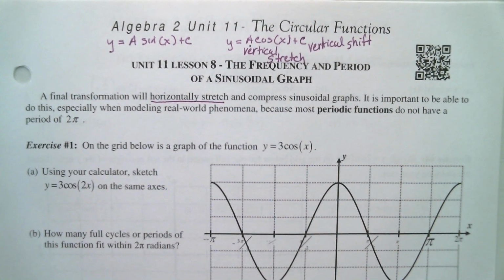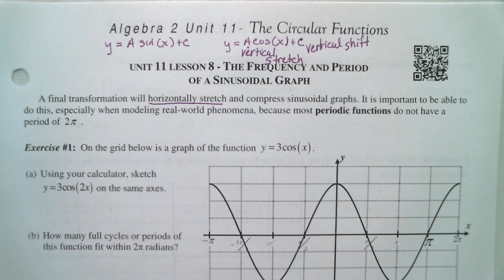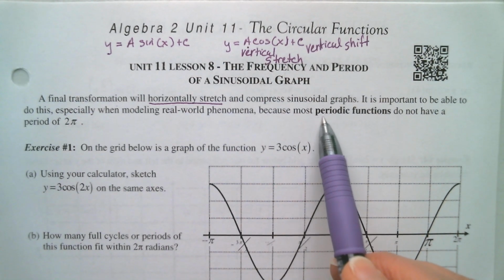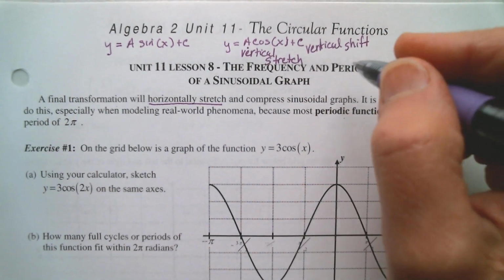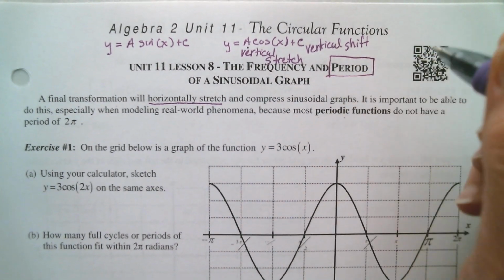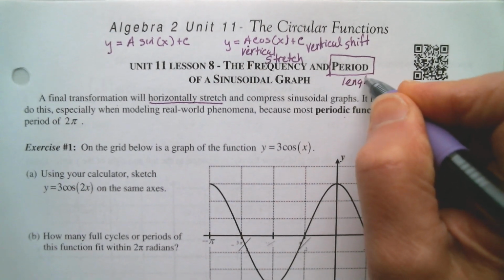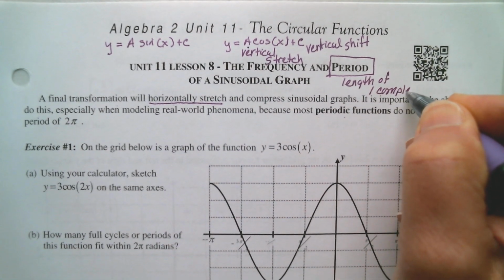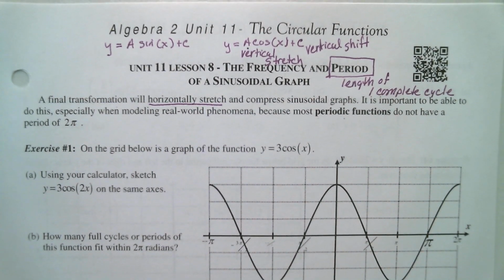It's important to be able to do this, especially when modeling real-world phenomena, because most periodic functions, and sine and cosine functions are considered periodic functions, do not have a period of 2 pi. Well, what is period again? Period is the length of one complete cycle.